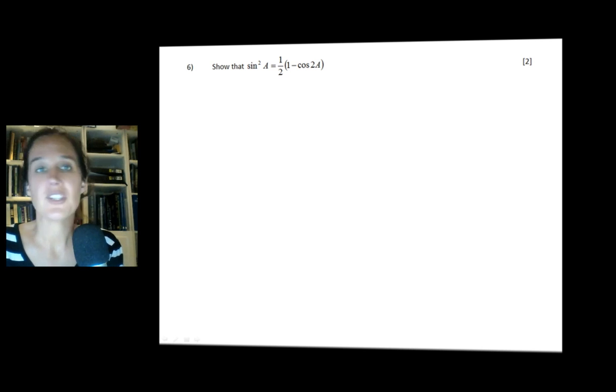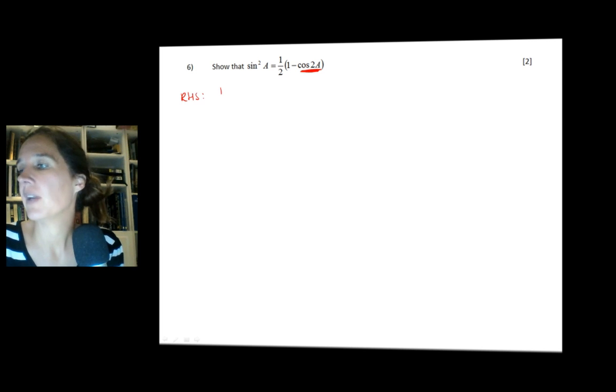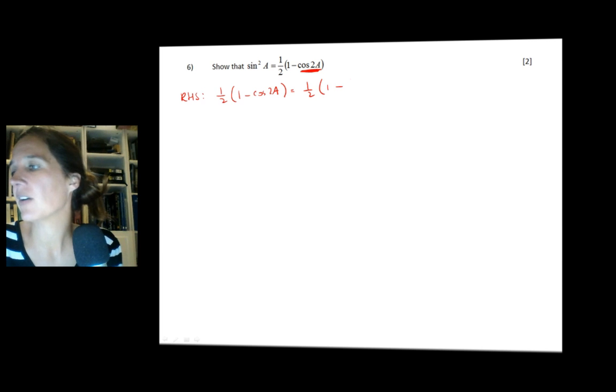Looking at question 6, we want to show that sine squared a is equal to a half multiplied by 1 minus cosine of 2a. So that's the part we're going to work on, our cosine 2a. If we look at our right hand side, we have a half multiplied by 1 minus cosine of 2a. Here we remember that cosine of 2a becomes cosine squared a minus sine squared a.